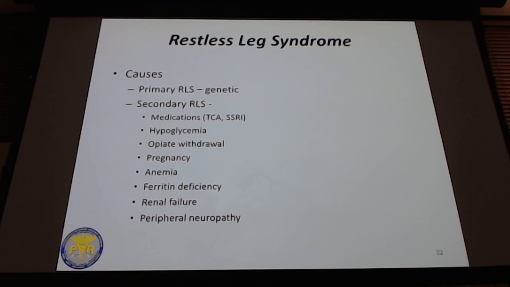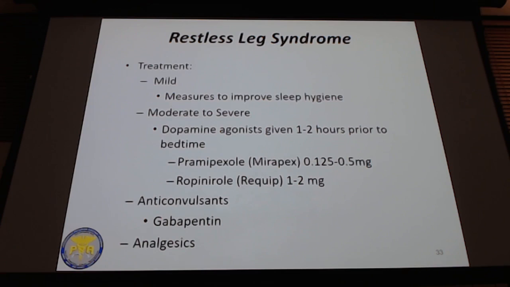So, causes: primary is genetic, secondary, you can see there's multiple. Medications, hypoglycemia, opioid withdrawal, pregnancy, anemia, ferritin deficiency, renal failure, or peripheral neuropathy. So primary is genetic, the rest you can see there. An easy question would be, which of the following is not a secondary cause of RLS? And I'll throw genetic in there, and you guys are so smart to say, that's a primary. Nailed it, right?